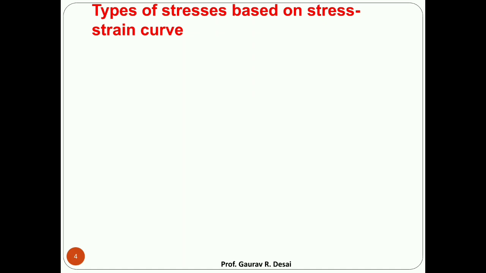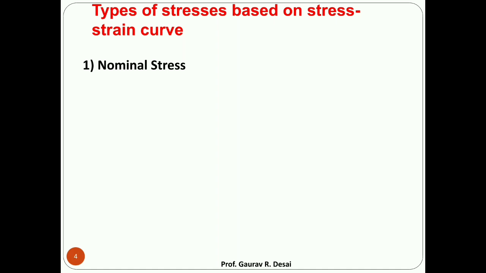So firstly, what we study today is the types of stresses based on the stress strain curve. There are various types of stresses which are related to the stress strain curve and which will be practically seen in our practical at UTM, the universal testing machine, using tension test on mild steel, torch steel and various other practicals. So the first stress is nominal stress.